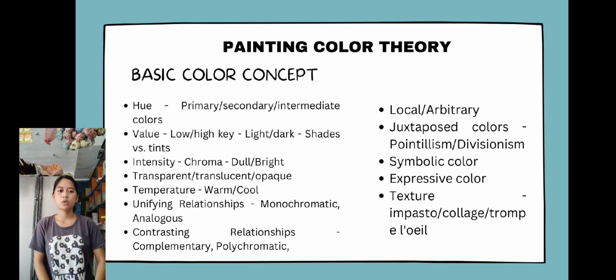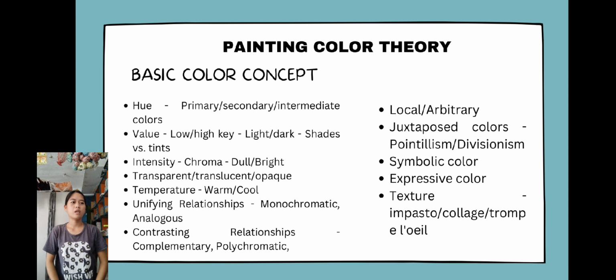Unifying relationship: monochromatic, analogous. Contrasting relationship: complementary, polychromatic. Local, arbitrary. Juxtaposed colors: pointillism, divisionism. Symbolic color, expressive color, texture, impasto, collage.